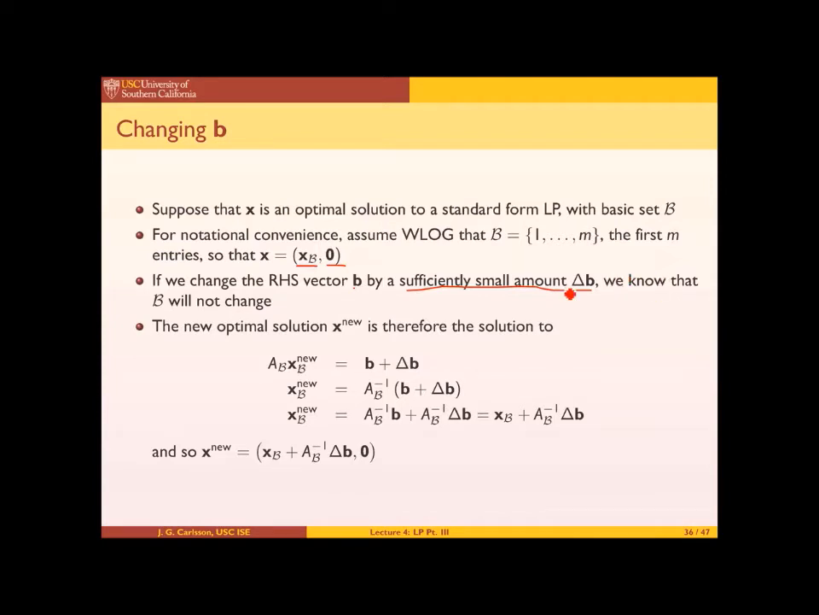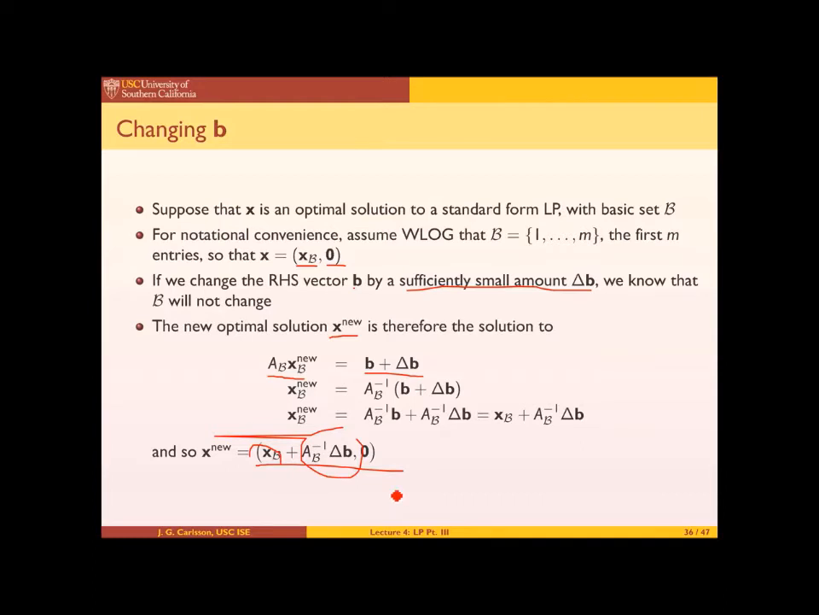But let's just look at what happens to the optimal solution. The optimal solution, which I'm calling x nu, what is it? It's the solution to A_B x_B equal to b plus delta b. So we're varying the right-hand side by a small amount, delta b. You work through the linear algebra, and the new solution is the basic entries of x plus A_B inverse times delta b. That's what that quantity ends up being.